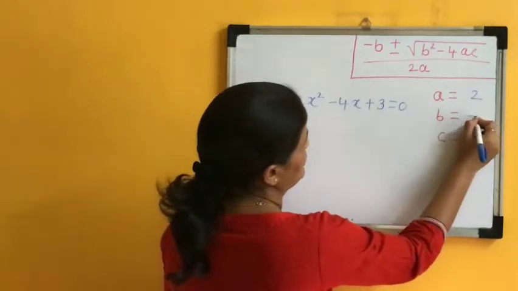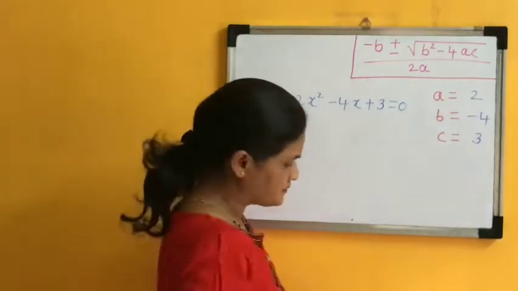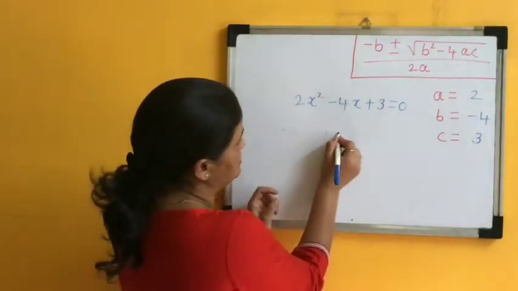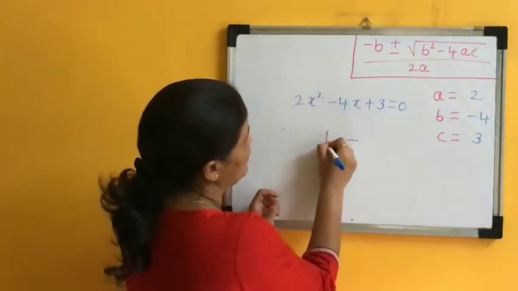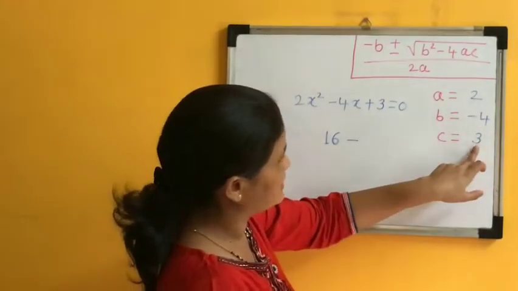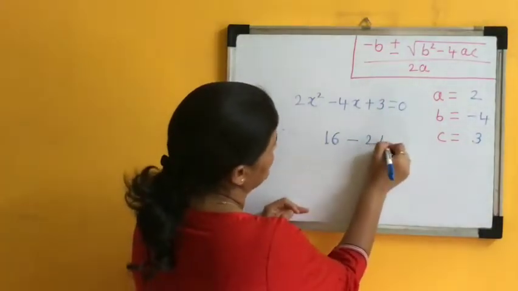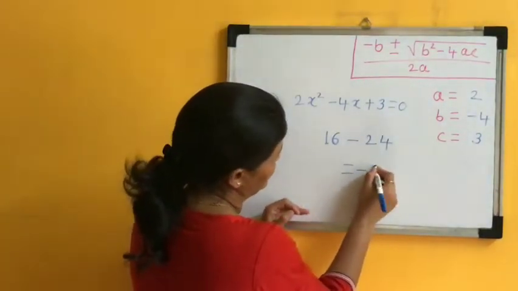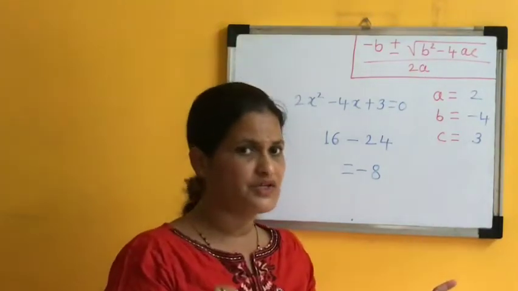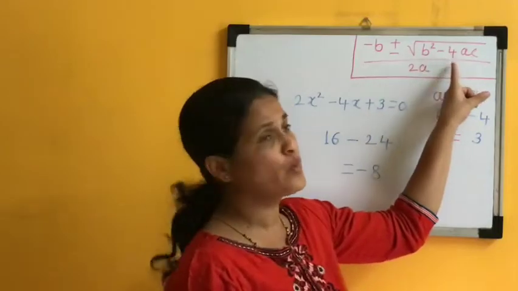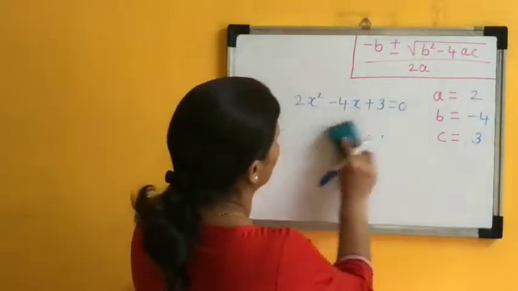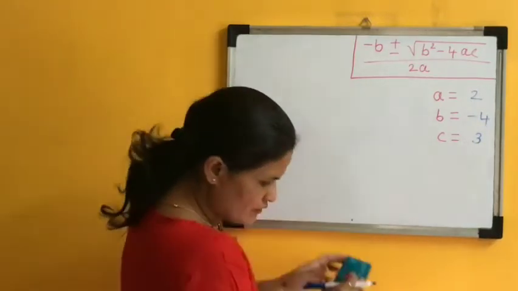A is 2, b is minus 4 and c is 3. Now see, what is b square? Minus 4 ka square hai 16 minus 4ac. 4ac means what? 4 2s are 8, 8 3s are 24. So this is what? Minus 8. So that's it, friends. We have to find out discriminant of the given quadratic equation, and discriminant is nothing but b square minus 4ac.